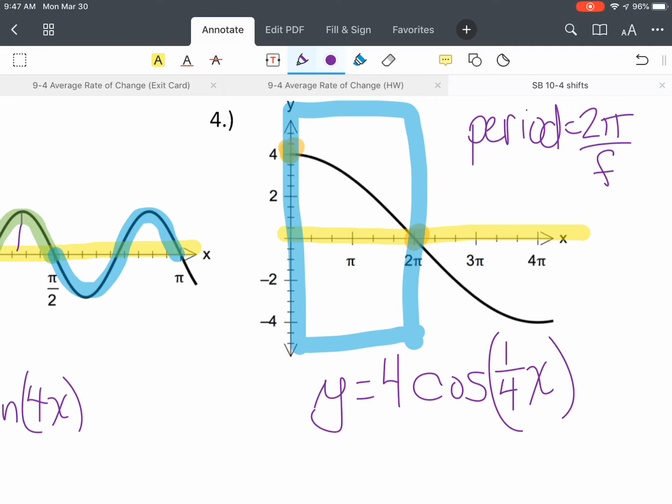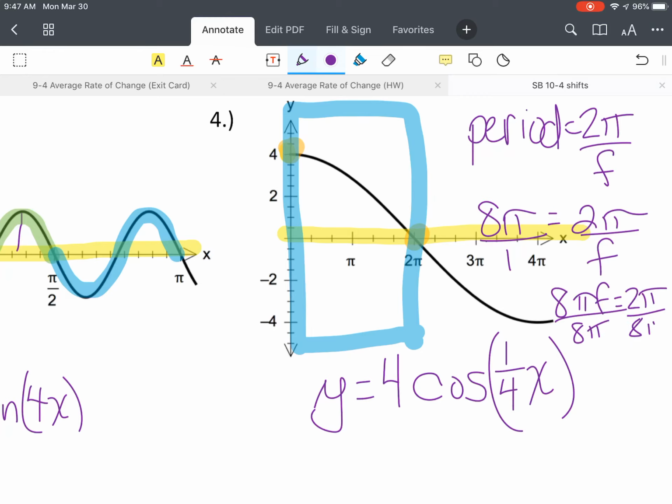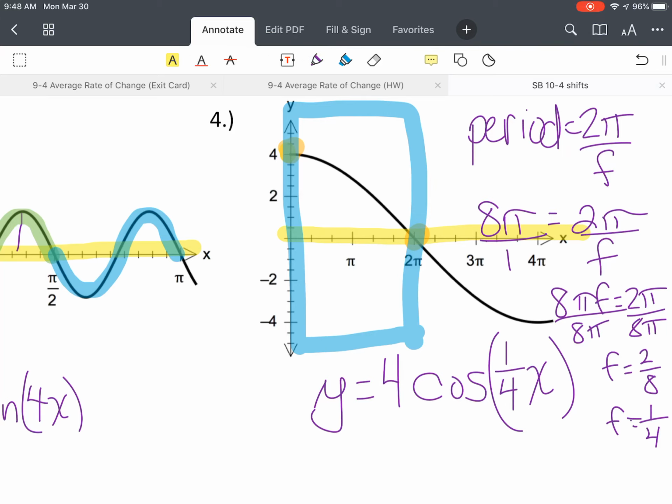If we know the period is 8 pi, we can now cross multiply and solve for the frequency. Okay. There's 4 more graphs. What I would like you to do is pause the video, try them on your own, and then unpause it, and I'll finish explaining them so you can check if you got them right or not.